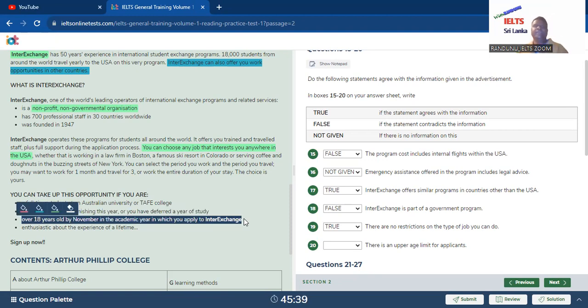should have 18, over 18 years old. So the applicant must be more than 18 years old, right? But here they talk about maximum age. So this side they talk about minimum age and this side talks about maximum age. These are two different things, right?